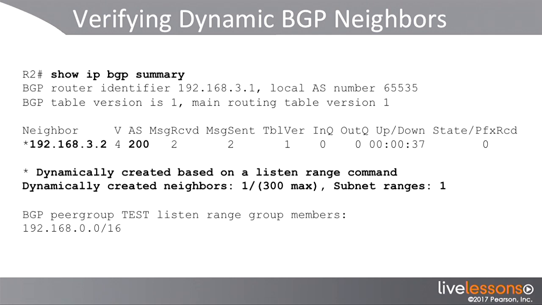And if you see, the command also lists down what is the subnet range that you have specified as part of the peer group test. So it is 192.168.0.0/16. And you can see the neighborship has been formed for the neighbor 192.168.3.2 in AS number 200. Let's now go back to our lab.